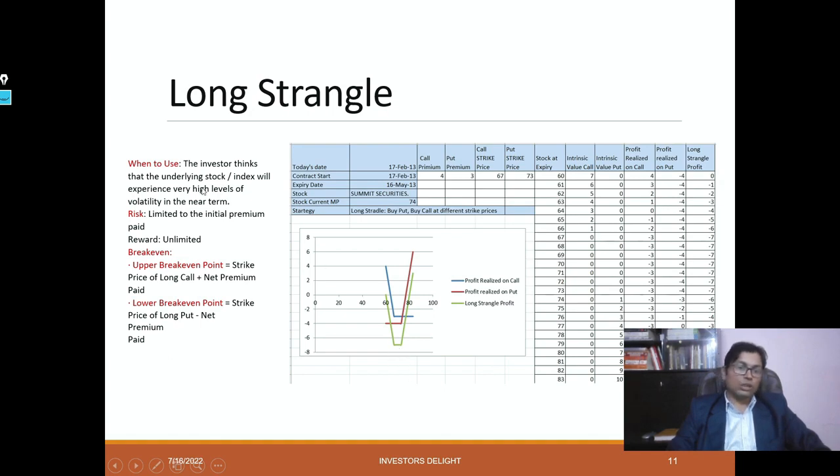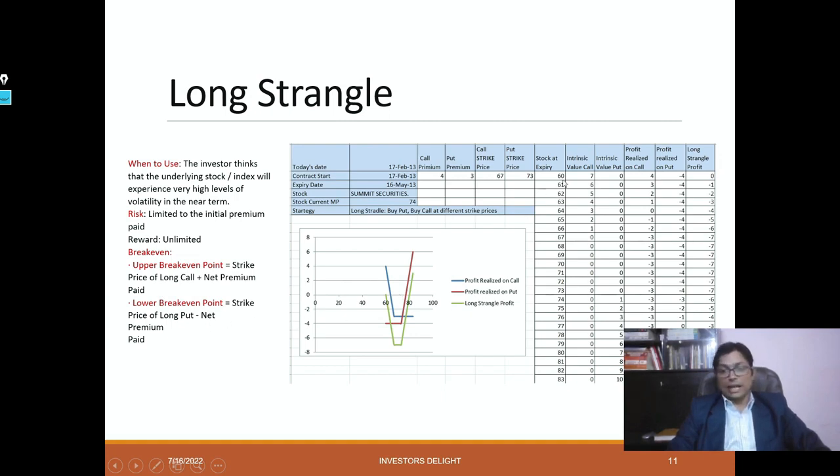So here the investor thinks that the underlying stock index will experience a very high level of volatility in the near term. Risk is limited to the initial premium paid, and reward is unlimited on both sides, whether the stock goes down or the stock goes up. The upper break-even is the strike price of the long call plus net premium paid, and the lower is the strike price of the long put minus net premium paid. So these are the break-even cases.